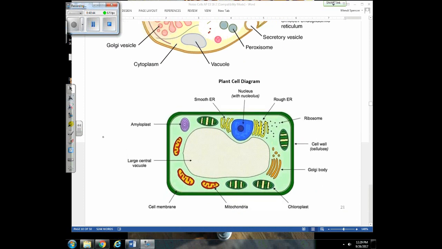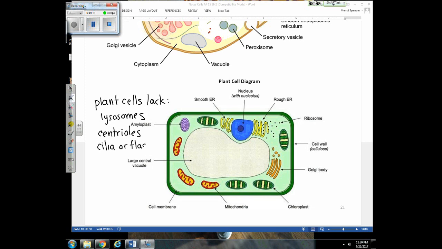Now moving down to look at the plant cell, it looks like there's less cell parts to have memorized. I do want to note that there's some cell parts that you're never going to find in plant cells. So let's state that plant cells lack lysosomes, centrioles, and you'll never find a plant cell with cilia or flagella on it because plant cells are non-motile. They cannot move on their own.